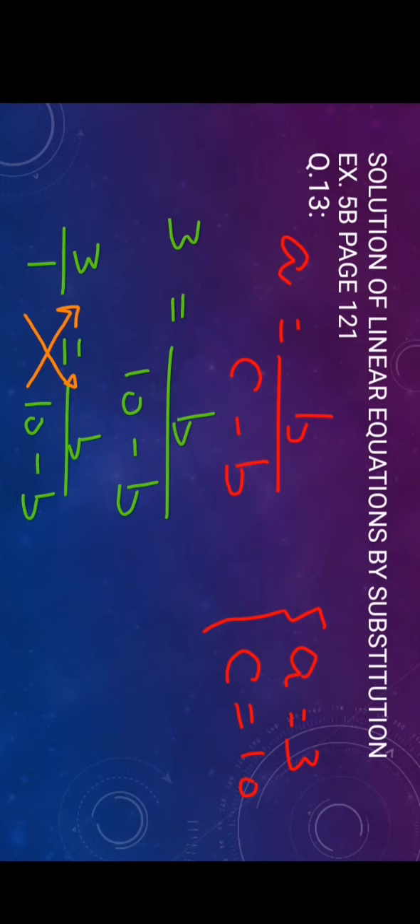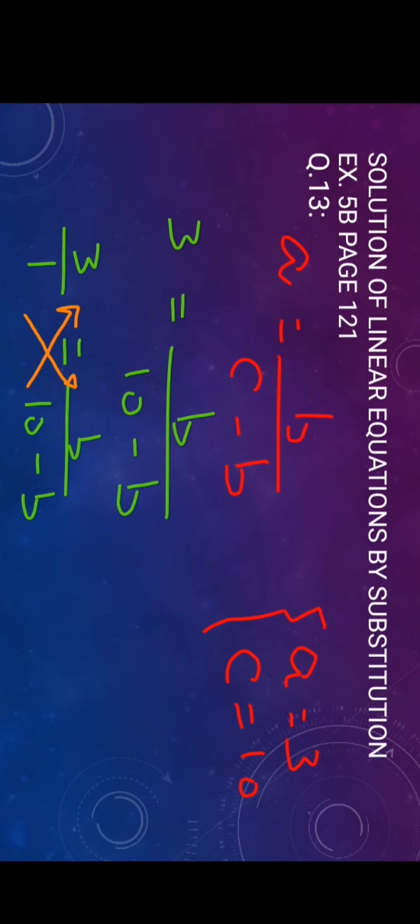Now let's have a look at question number 13 of exercise 5b. Once again we have been given this formula or equation, a is equal to b over c minus b, and once again we have been given the value of a, and that is 3, and the value of c, and this is given as 10, and we have to calculate the value of the variable b. So once again I have substituted the value of a as 3 on the left hand side and the value of c as 10 on the right hand side. So my equation becomes 3 equal b over 10 minus b.